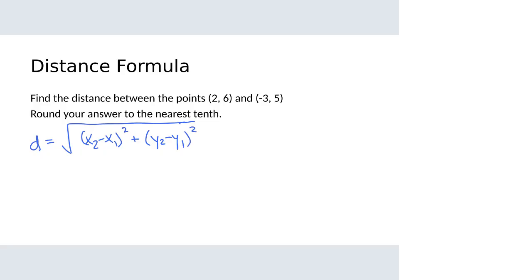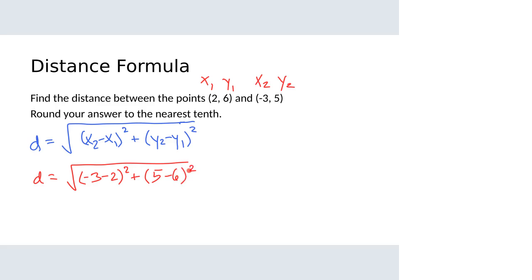And I think the easiest way to handle this is to just go ahead and label the points that you're working with: x1, y1, x2, y2. You could reverse those names. You could make the first one x2 and y2 if you wanted to. Just make sure you keep your 1's together and your 2's together. And so we'll find the distance between these 2 points. And that'll be, let's see, my x2 is -3 minus 2 squared. My y2 is 5 minus 6 squared.